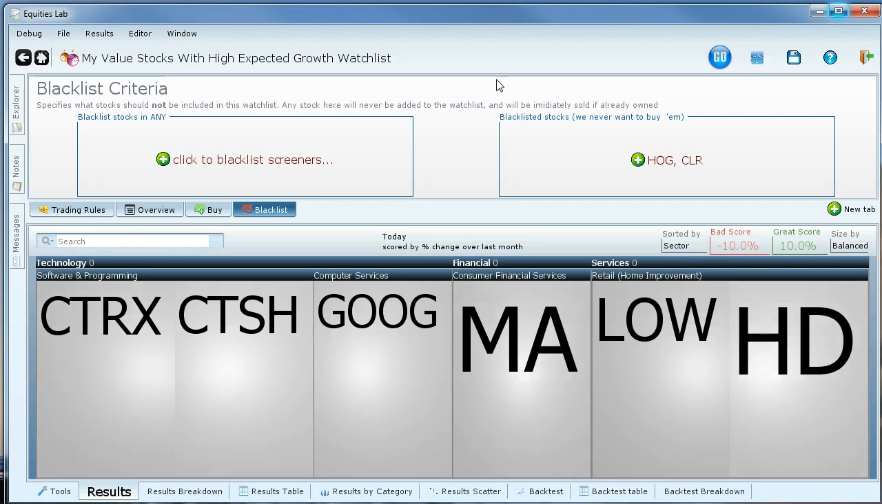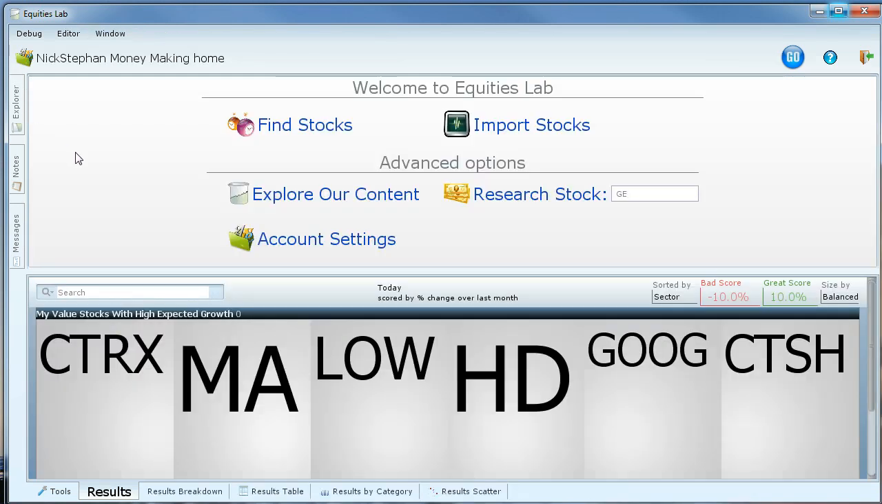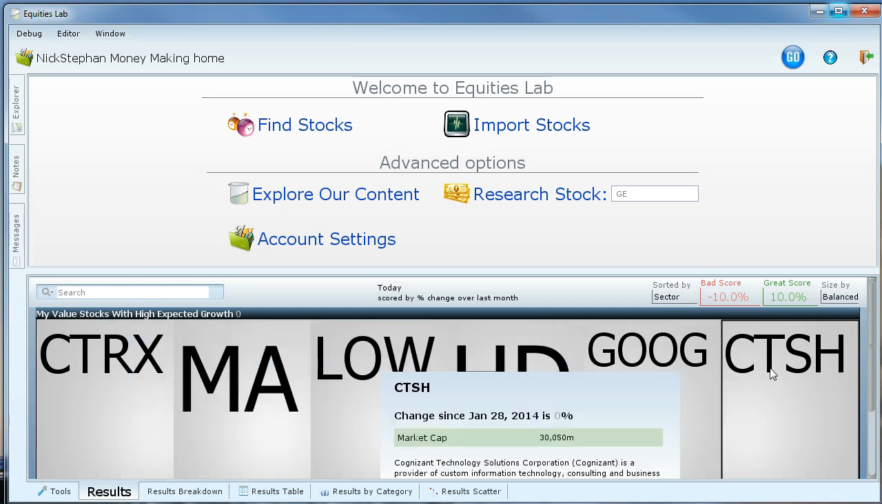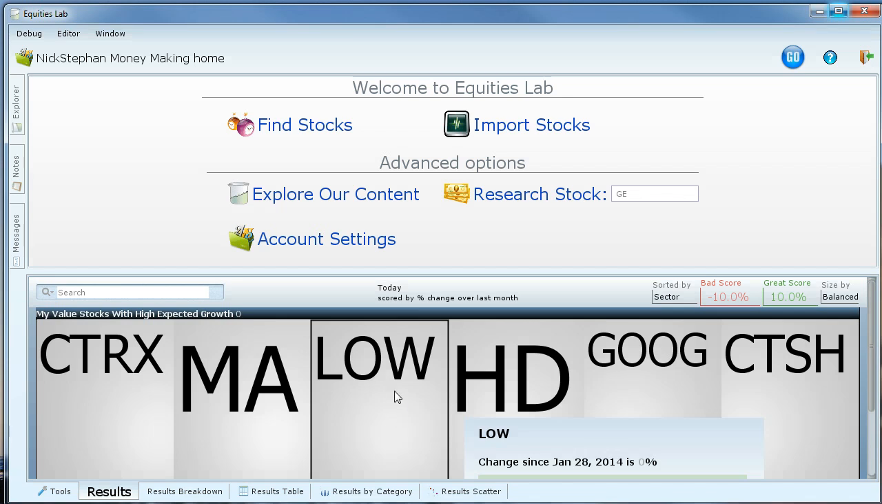So now that we've saved the watch list, we can back out to our account screen, and the stocks are going to be listed here. Now, whenever a new stock passes, it's going to show up with a buy suggestion on this heat map. And also, if any of the stocks we had previously bought dropped out of the strategy, then they're going to show up with a sell suggestion.